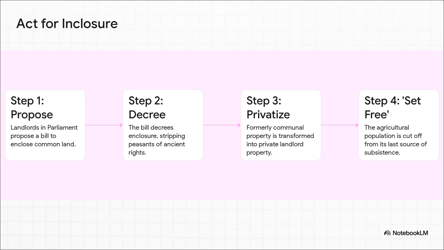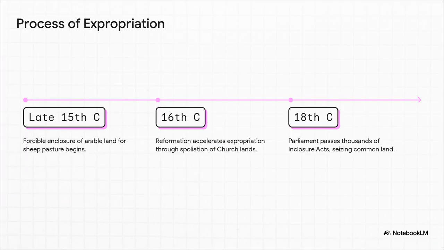These enclosure acts systematically wiped out the ancient rights of the rural poor to use common lands for grazing their animals or gathering firewood, often the one thing that kept them from total destitution. And notice the irony there in that last step. They were set free from their last means of survival. So now that private violence we saw at the beginning has the full backing and sanction of state power. And it's all done under the very respectable banner of improvement.